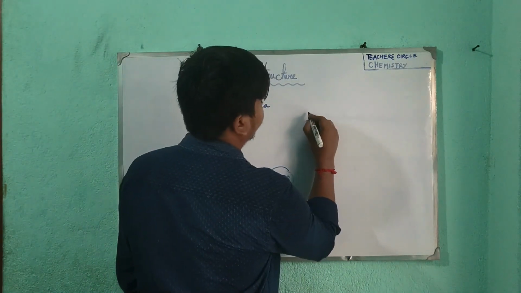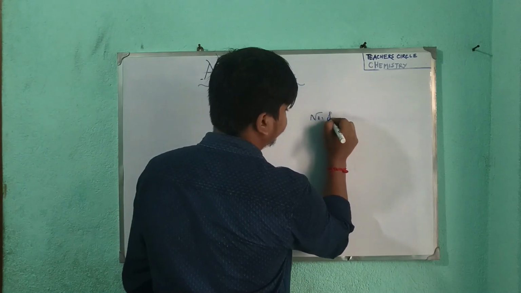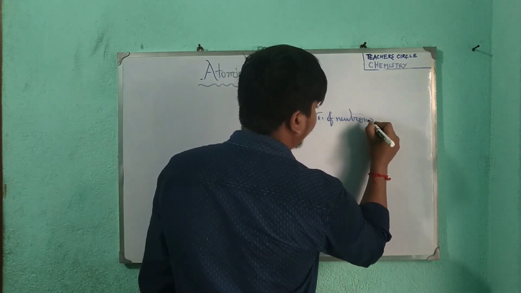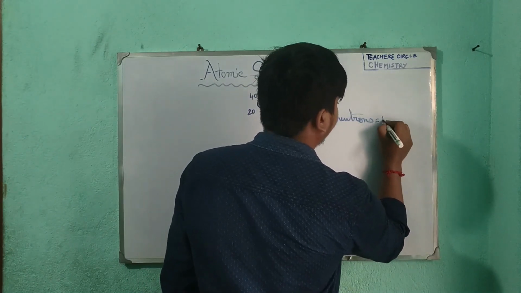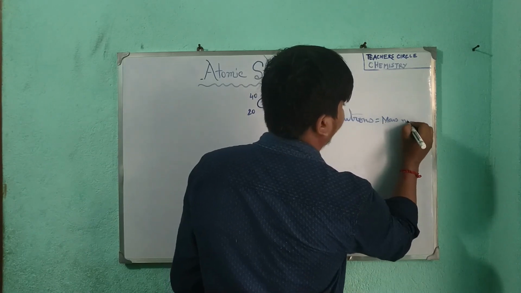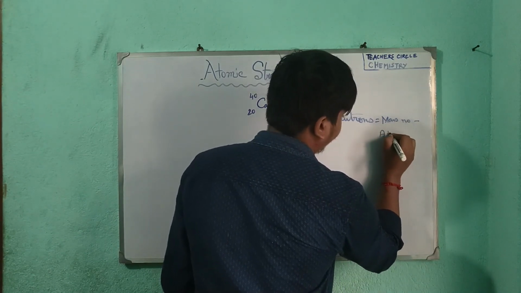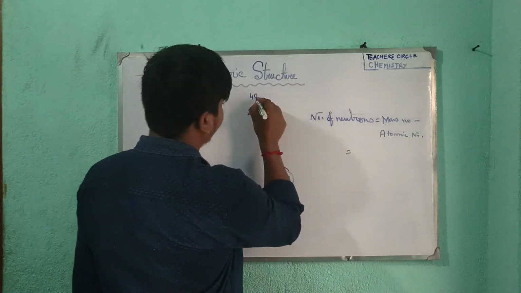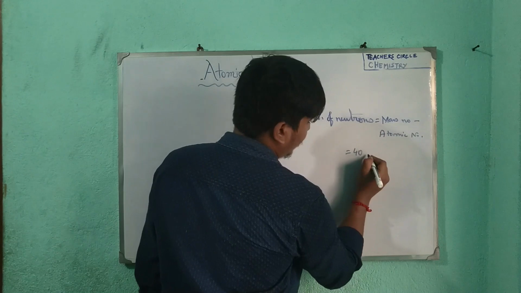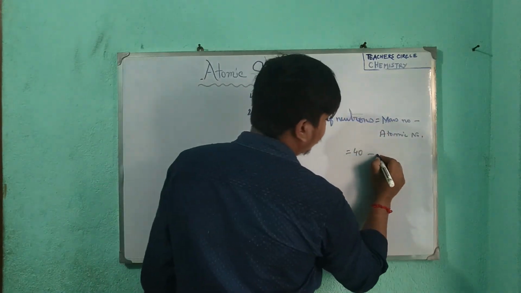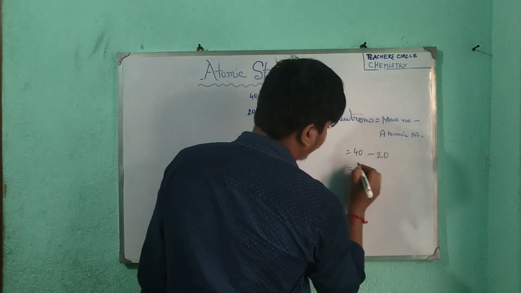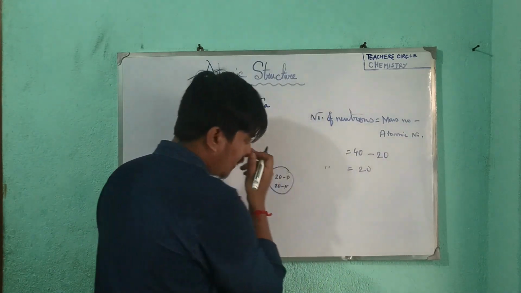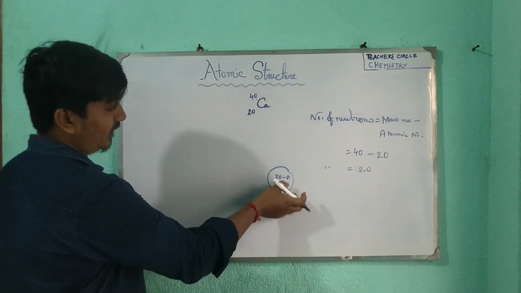So how will we calculate the number of neutrons? That will be equal to the mass number minus atomic number. So what is the mass number here? That is 40 minus atomic number, that is 20. So the number of neutrons will be equal to 20. Okay, so I have written here 20.